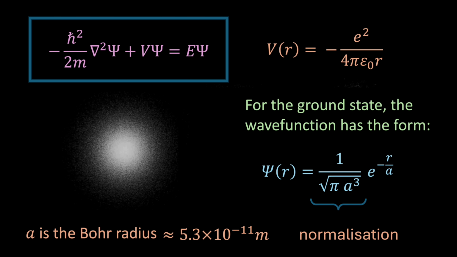The prefactor, 1 over the square root of pi a cubed, is called the normalization factor. It ensures that the total probability of finding the electron somewhere in space, anywhere from r equals 0 to r equals infinity, is exactly equal to 1.